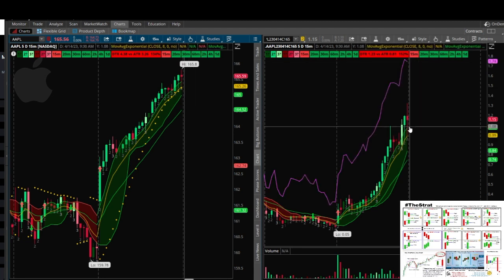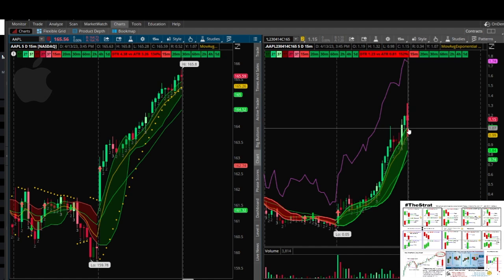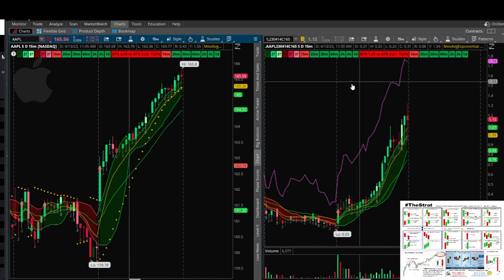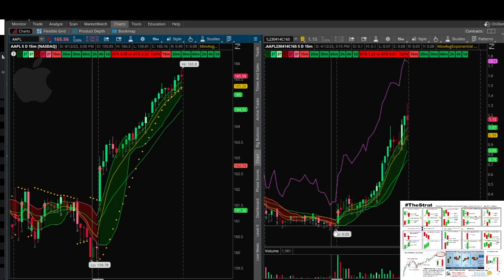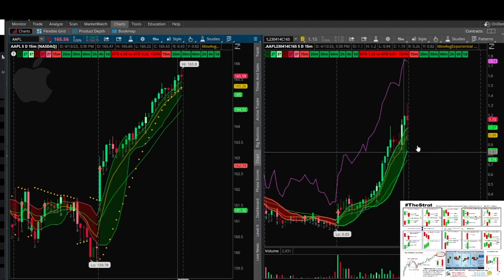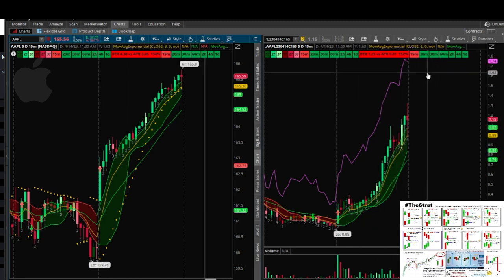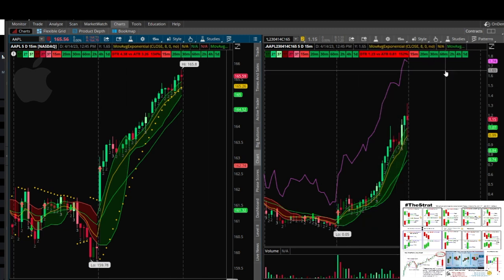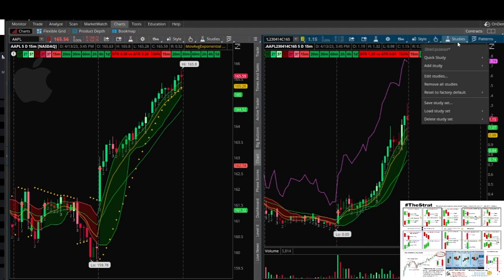So hopefully that helped you guys, and hopefully you can learn to use these Mobo bands when you are trading a specific contract. This works for SPX. We have shown you that before. And now I'm showing you this on Apple. This can work on almost any of your tickers.